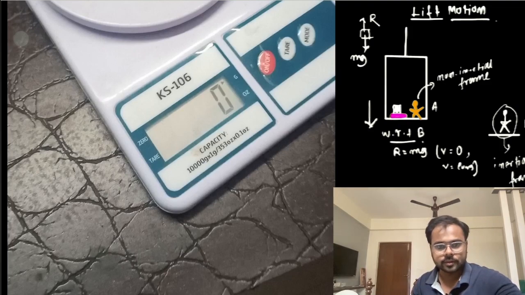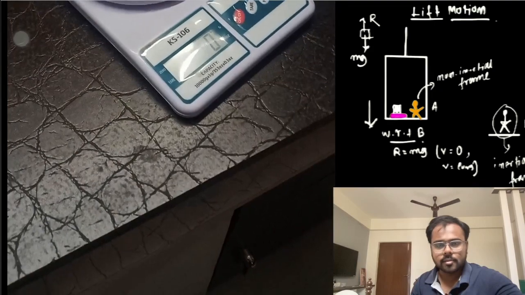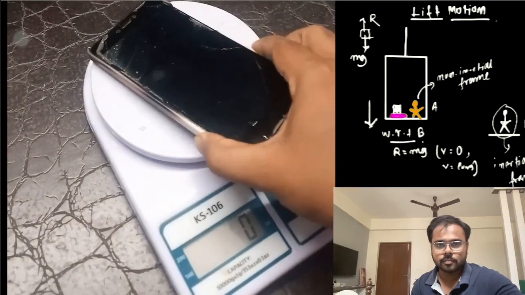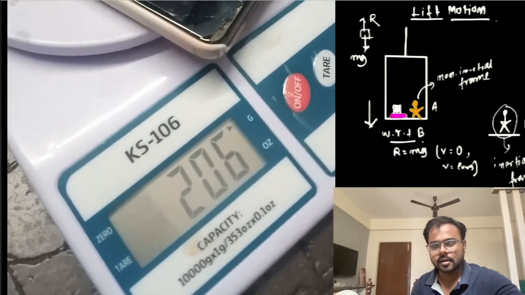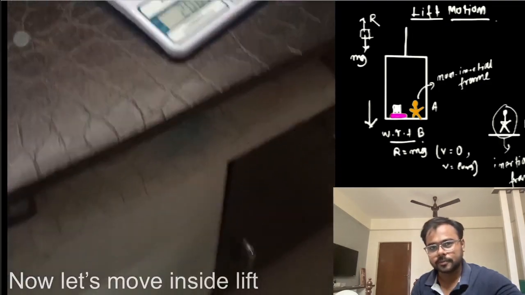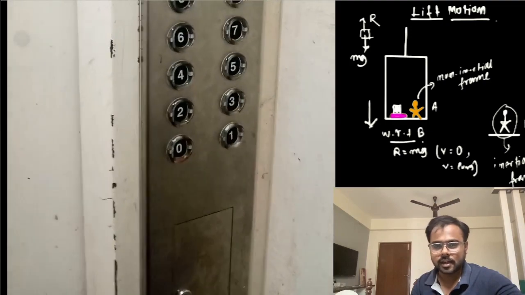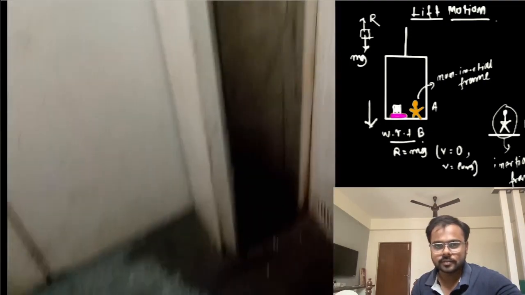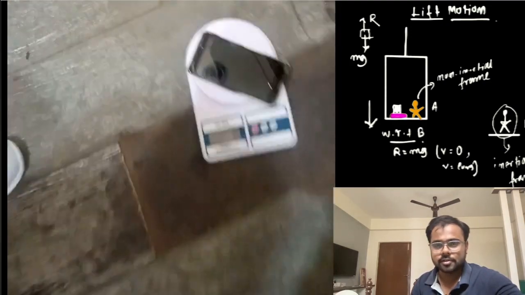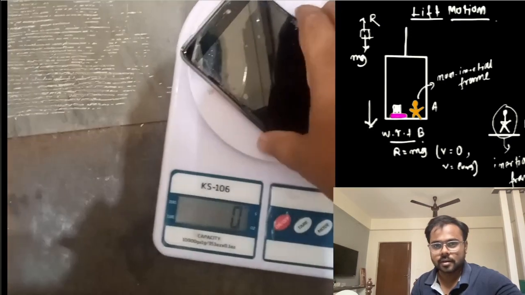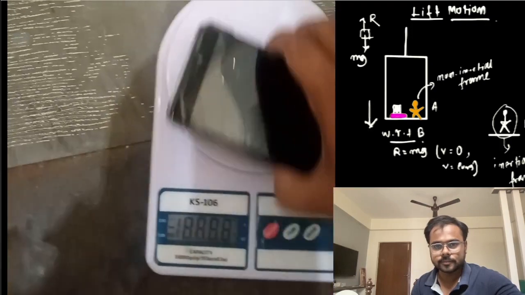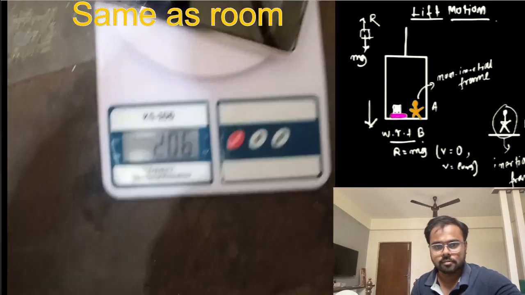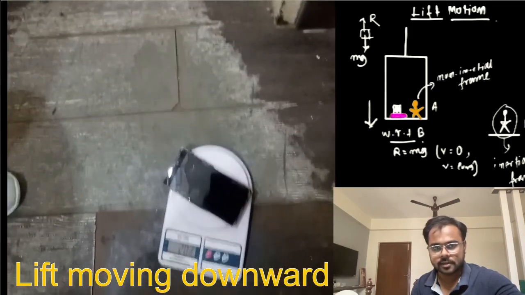For example, if I play this video, here I'm going to take the weight of my mobile phone, which is showing 206 grams. This is the real weight of the mobile phone. And now we are inside the lift, and the lift has not started its motion yet. We are measuring the weight again on the floor of the lift, which is showing exactly equal, 206 grams, as you can see.